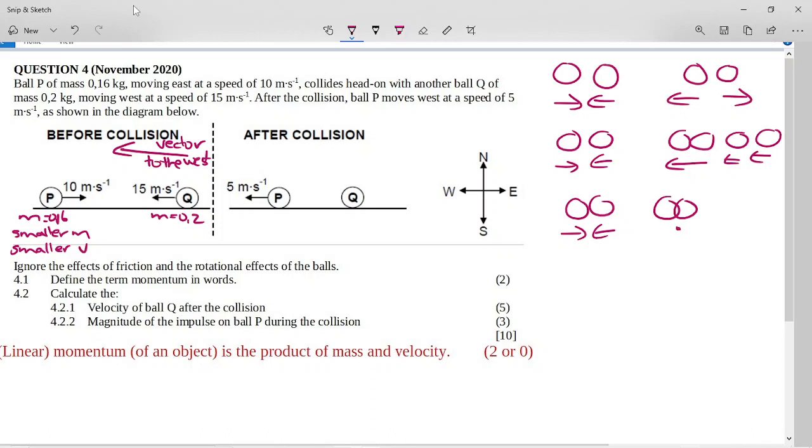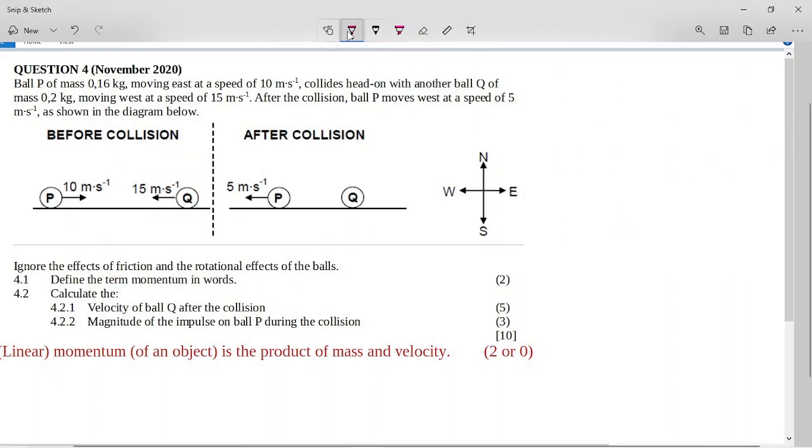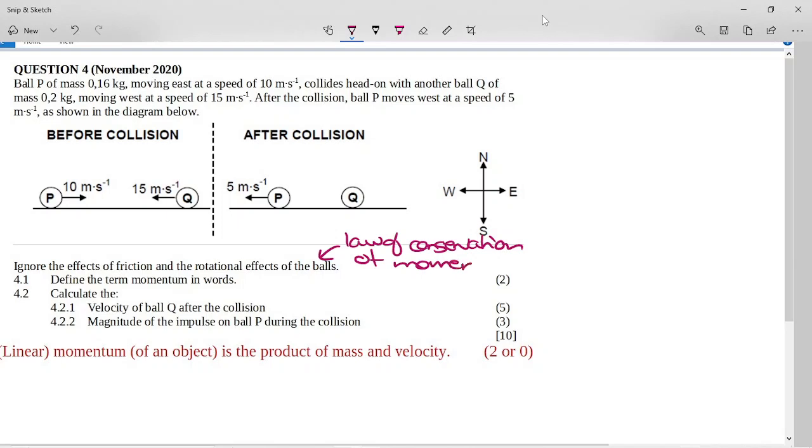So the most likely scenario is that because ball Q had the bigger momentum to start with, it will probably move off to the west afterwards. And that's why I say the best option here is to use west as positive. It says ignore the effects of friction and the rotational effects of the balls. The moment they tell you this, we can use the law of conservation of momentum. You need this to be there if you want to use the law, because if you can't ignore friction, friction will take energy out of the system and remove some of the momentum.